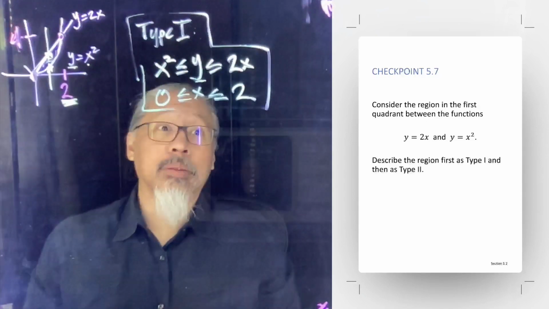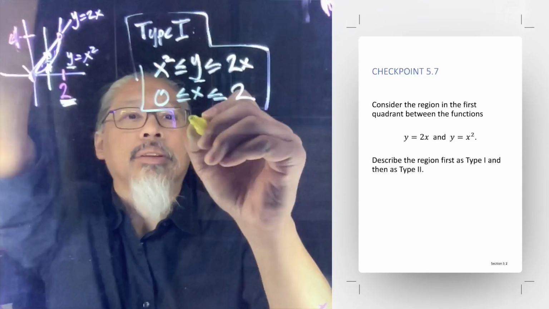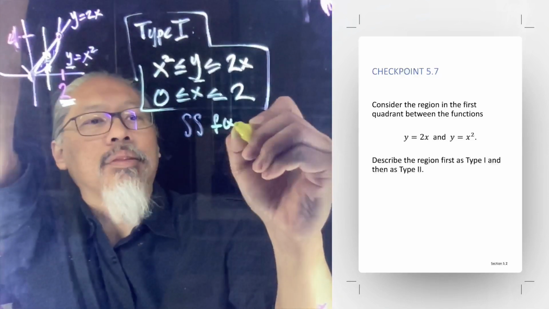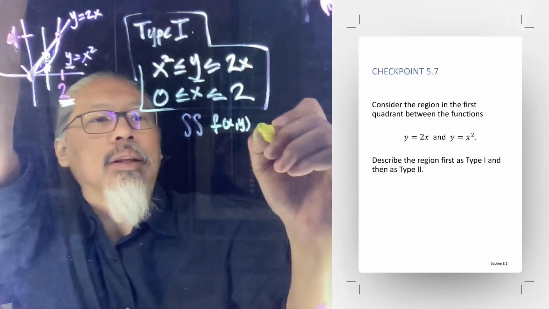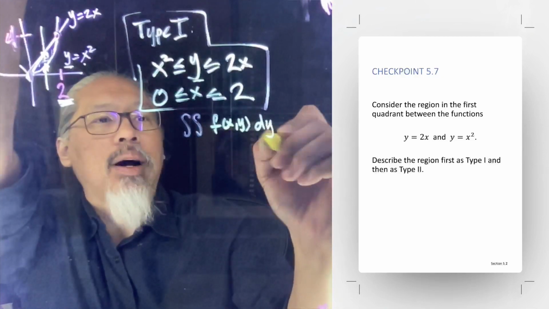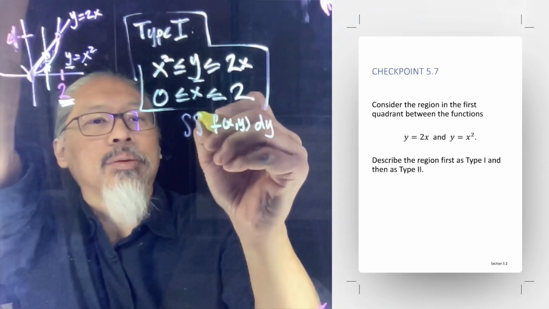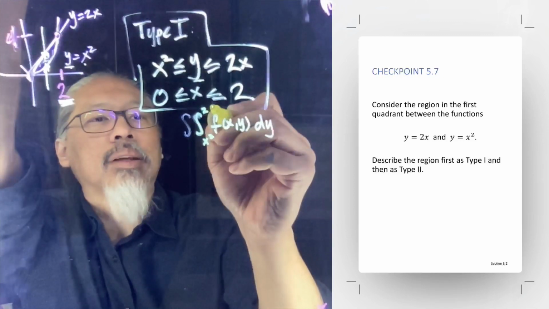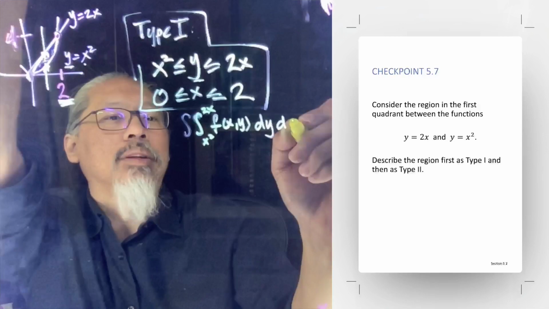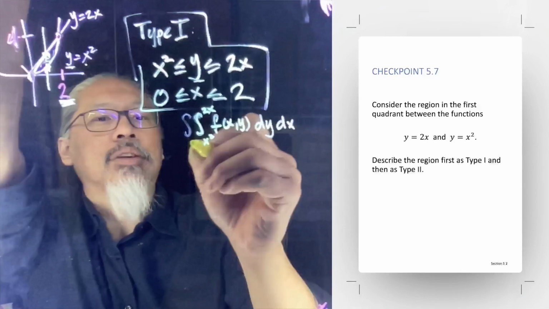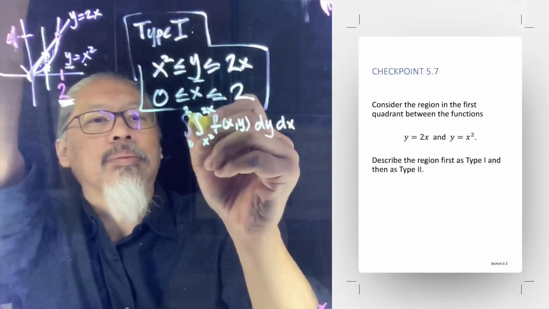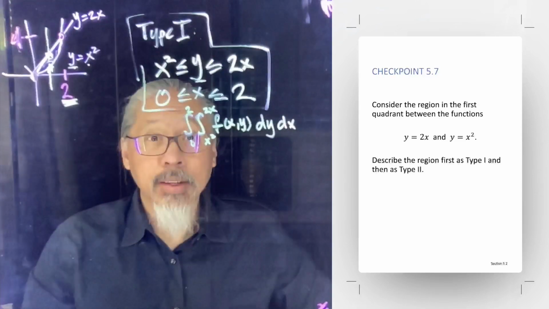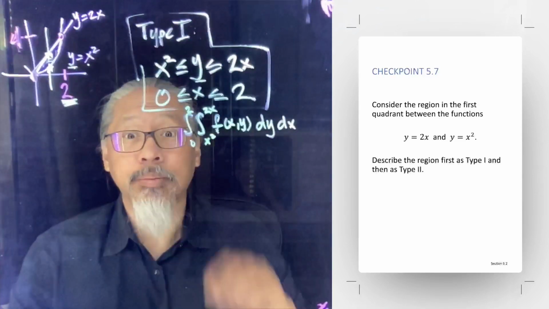Now, if you were going to write this as an integral, this would be a double integral of whatever function that you're dealing with, f of x, y we'll call it. And then this is going to be a dy, because you're integrating with respect to y first, and the y goes from x squared to 2x. And then your dx, your x limits are going to go from 0 to 2. All right. So that's going to be the type 1 region.